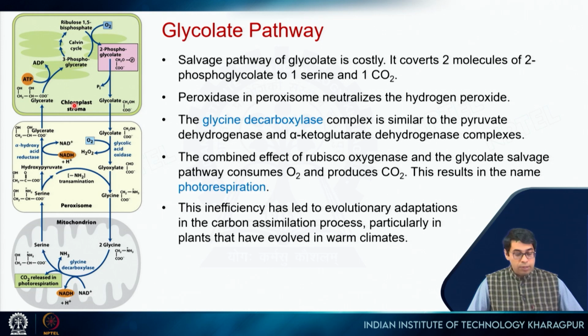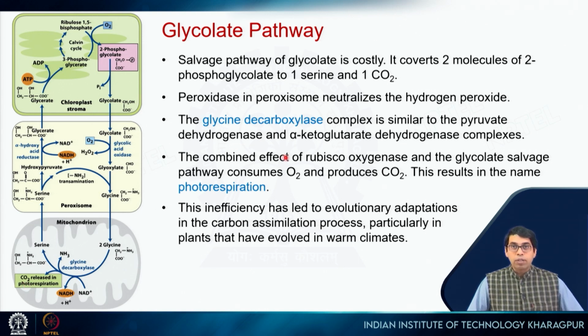the chloroplast. It is phosphorylated to produce 3-phosphoglycerate, right. So, this 2-phosphoglycolate finally produces this 3-phosphoglycerate. Now, 2 molecules of these are taken to produce 1 molecule of 3-phosphoglycerate. 3 carbons are here and 1 carbon is released as carbon dioxide, right.